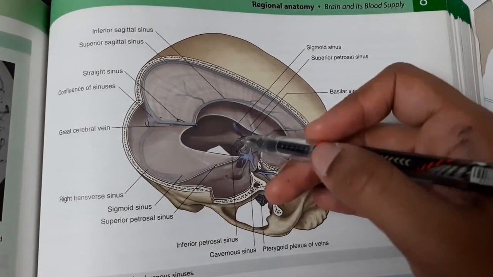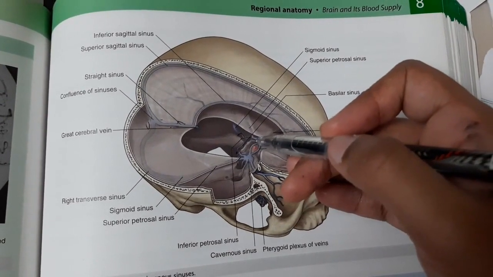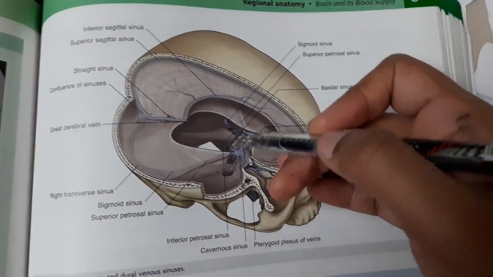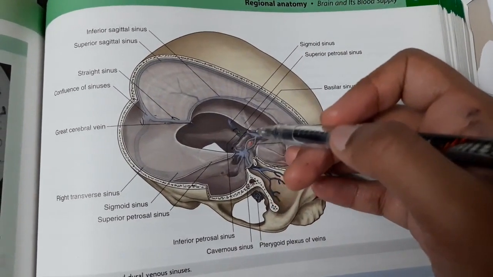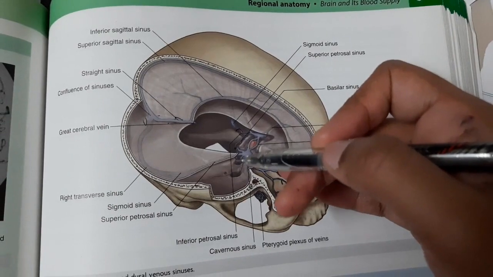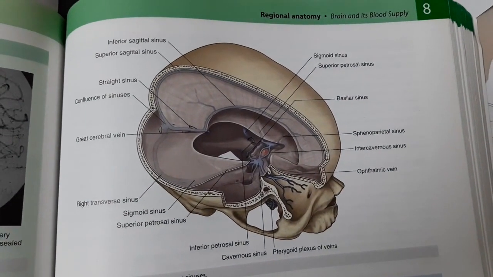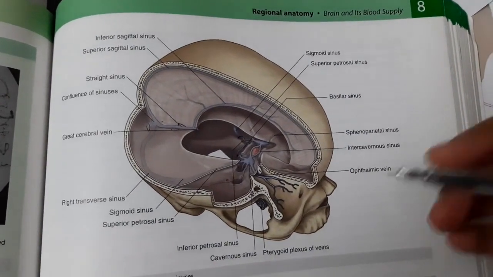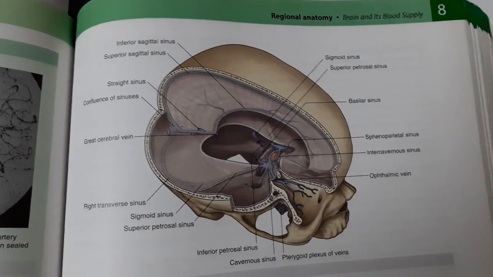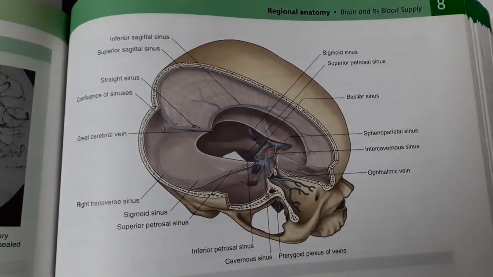So we also have the basilar sinus. This basilar sinus is present at the clivus, and it connects the bilateral inferior petrosal sinuses. Both the inferior petrosal sinuses communicate with the vertebral plexus of veins through this basilar sinus. This is about the dural venous sinuses.